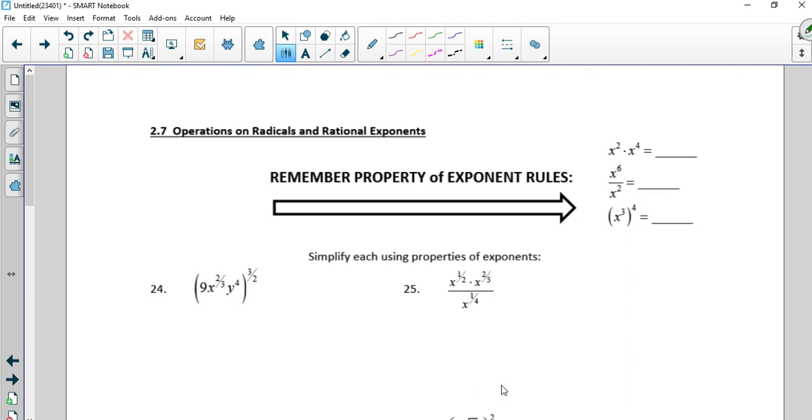11.7. Just a reminder, some basic rules. x to the 2 times x to the 4 is x to the 6. x to the 6 divided by x to the 2 is x to the 4. Here we keep the base and add the exponents. Here we subtract the exponents. And here we're going to multiply them. x to the 12.